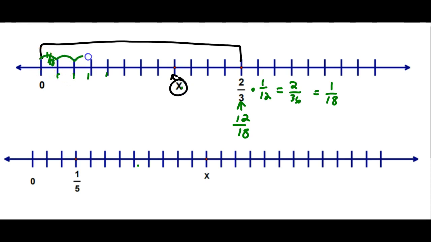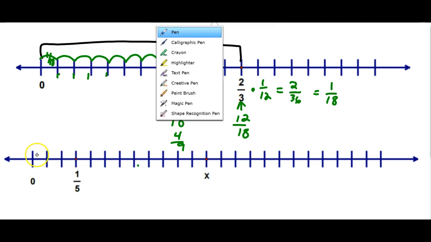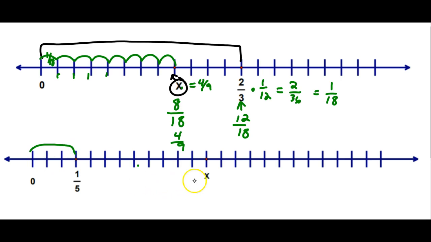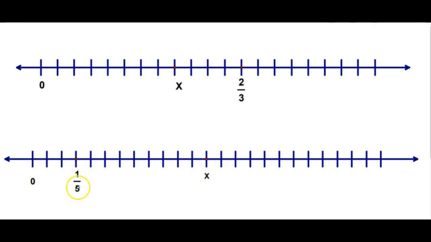He's out 1, 2, 3, 4, 5, 6, 7, 8. So there are 8/18 there. And that reduces to 4/9. So my answer for x here is 4/9. Try out the next one. I'm saying from here to here is 1/5. Then where is x? Once again, I'm dividing a fifth up into some smaller pieces.